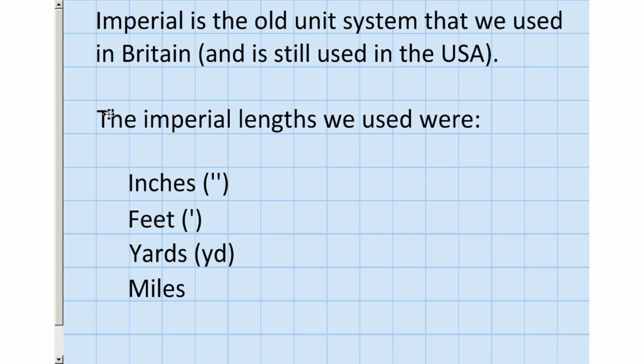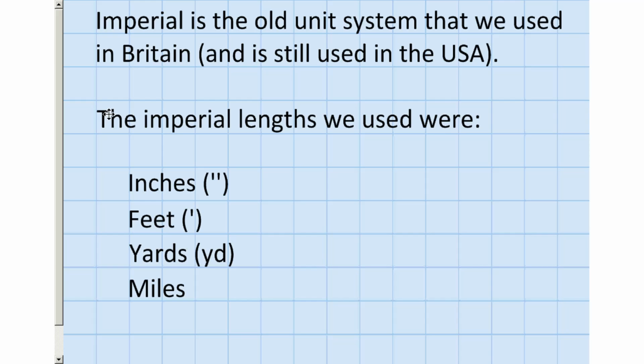Now, the reason we went away from the imperial system of measurement is because converting between these different units was not as easy as converting between the metric units. For example, there's 12 inches in a foot, 3 feet in a yard, and 1,760 yards in a mile. So to convert between them, it's a bit of a hassle, but you don't need to remember those. What you need to know is how to convert between the imperial measurements and the metric measurements.